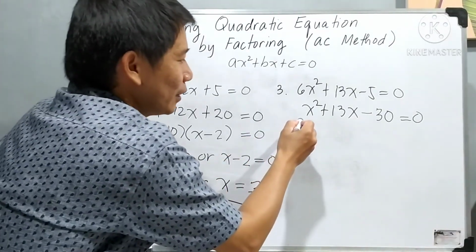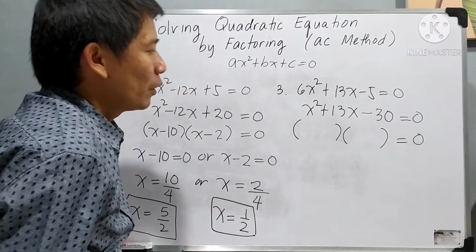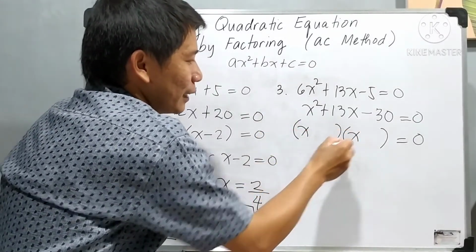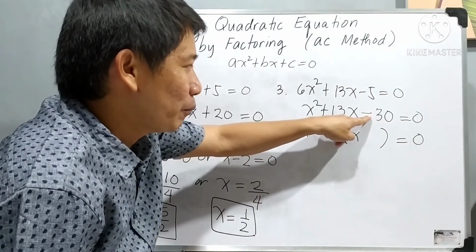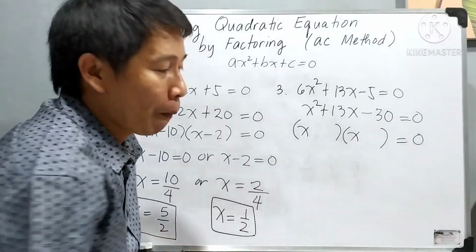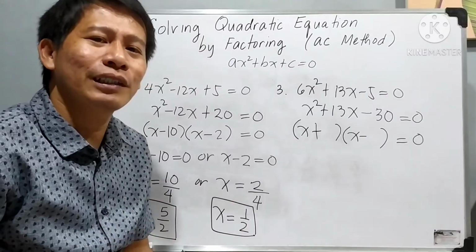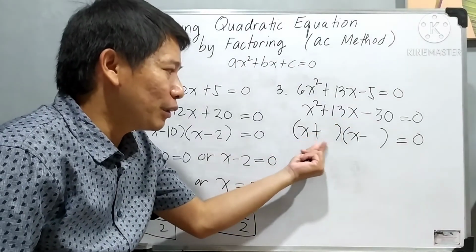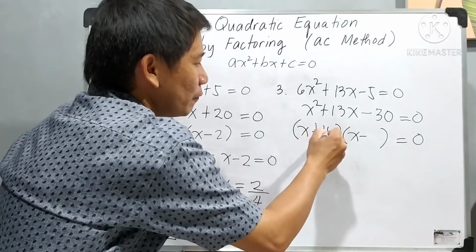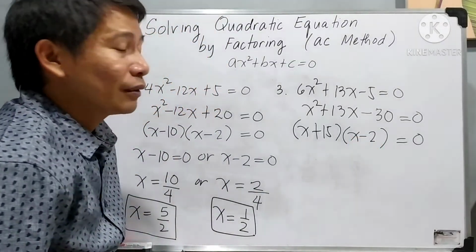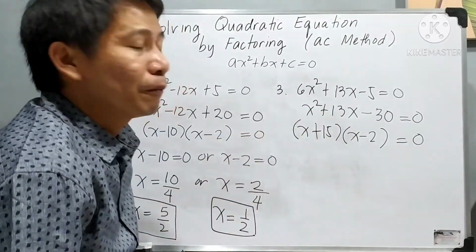Simple quadratic. So, 2 binomial factors equals to 0. So, we have your x again. Another x here. And since, kagaya kanina ng examples ko, since negative ito, so ang factors that we will consider ay isang positive at isang negative. So, ano yung factors ng negative 30 na isang positive at isang negative? Pag pinag-add natin, ang sagot ay 13. So, we have positive 15 at negative 2. Because, positive 15 times negative 2 is negative 30.